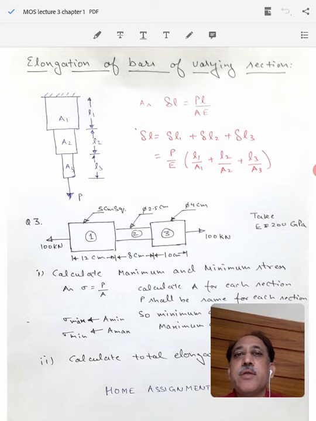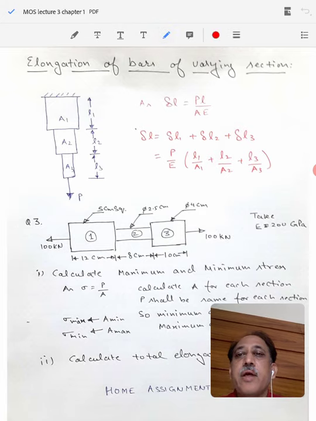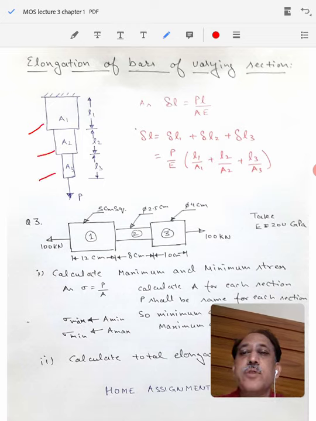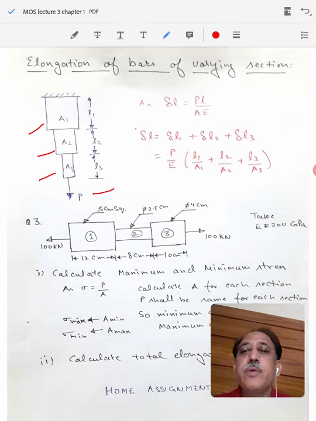Now let's take a case in which a bar is having varying cross section. We can see here that there is a bar and this bar is having different cross section area for different length portions of it. We can assume that, let's say, the bar is made up of the same material. At the end of the bar there is a tensile load being applied, that is P here. Because of this load acting at one end, the bar will elongate.